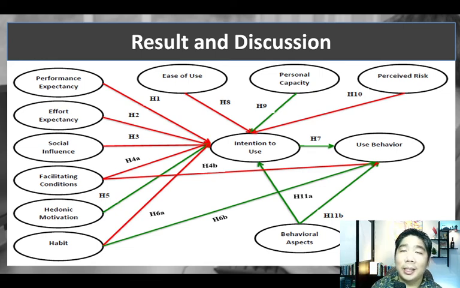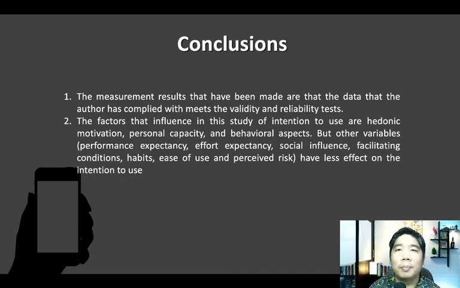Okay, so this is about the results and discussion, and now we are talking about the conclusions. Based on the results of the data processing related to the analysis of the effect of cashback on the intention to use and use of mobile payment, it can be concluded that the measurement results that have been made meet the validity and reliability tests. This is based on all the loading values, average variance extracted or AVE, cross loading, Cronbach's alpha and composite reliability, which have met the requirements.